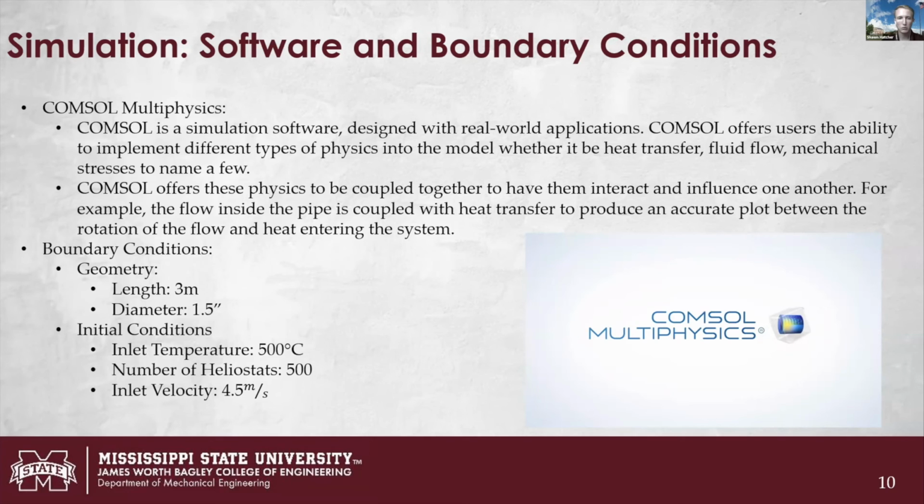So here is a little set of boundary conditions that we used for the system. This is going to be a 3 meter long tube with a 1/2 inch diameter. So it's going to be a really small, thin tube, as you could expect. For initial conditions, the inlet temperature for the heat transfer fluid is going to be 500 degrees Celsius. The number of heliostats, which are the mirrors focusing onto the one solar absorber tube, is 500. That's going to greatly increase the temperature focused onto the pipe itself. And the inlet velocity is going to be 4.5 meters per second.